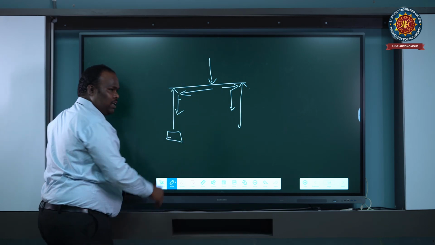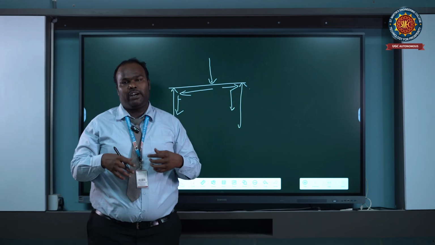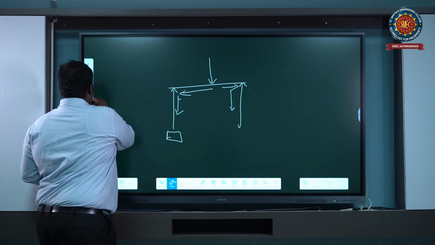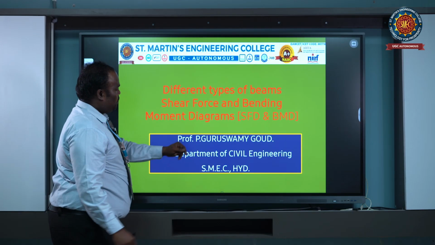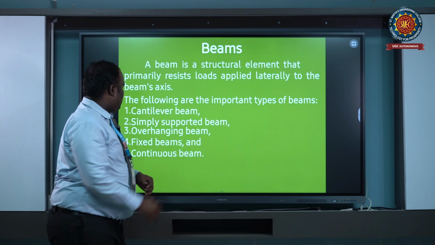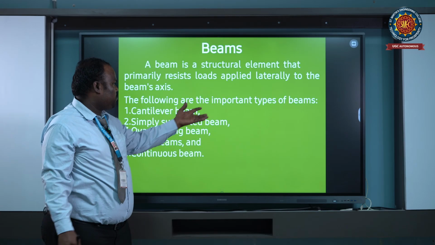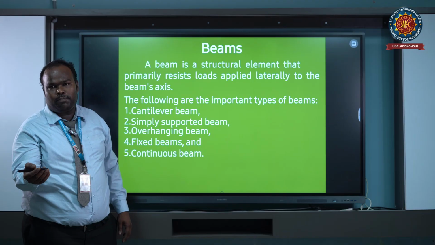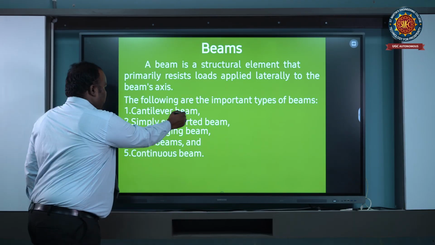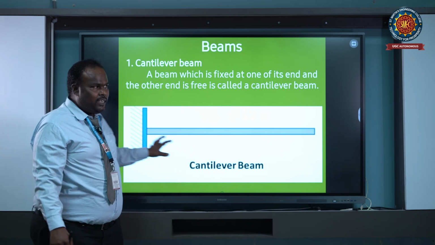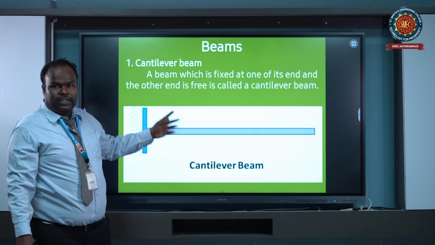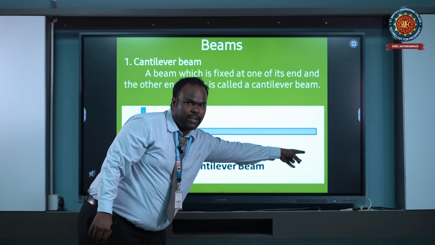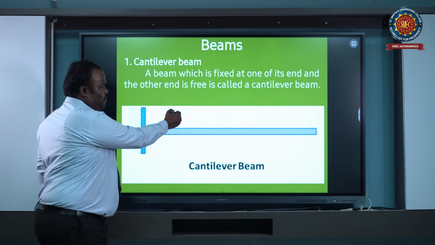Now, beams are classified into different types based on the support conditions. Now we can see different types of beams: cantilever beam, simply supported beam, fixed beam, continuous beam, and overhanging beam. First one, the cantilever beam, as shown in the figure. One side of the beam is a fixed support and the other end is a free end. Then it is called a cantilever beam.